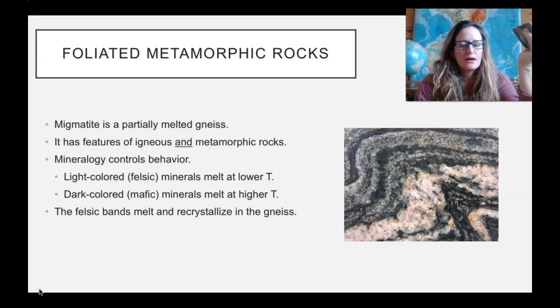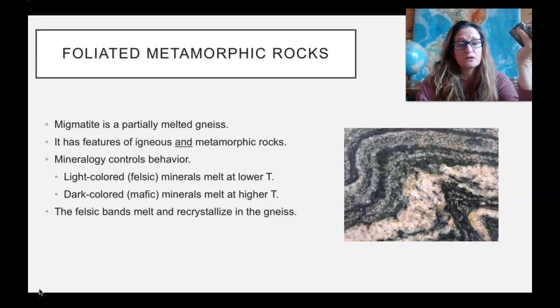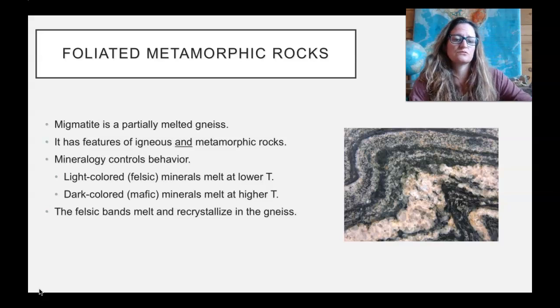If that gneiss were to be heated just a little bit too much, some of the rock will melt. Usually it's going to be the light colored minerals. Remember Bowen's reaction series, the light minerals are going to melt at a lower temperature than the mafic minerals. So the light minerals will start to flow and migrate throughout the rock.